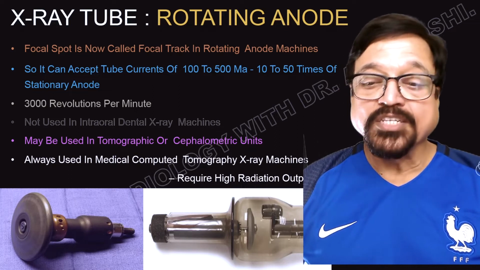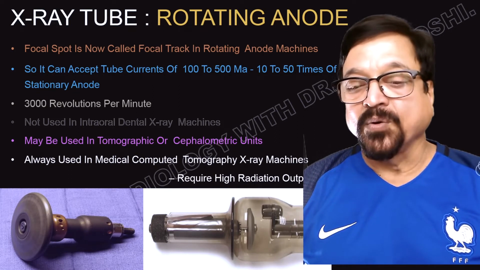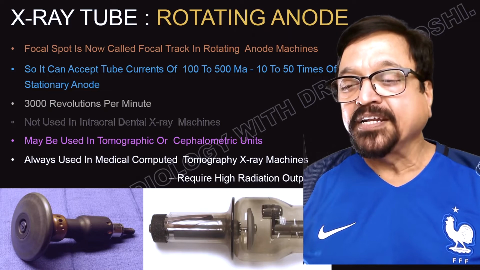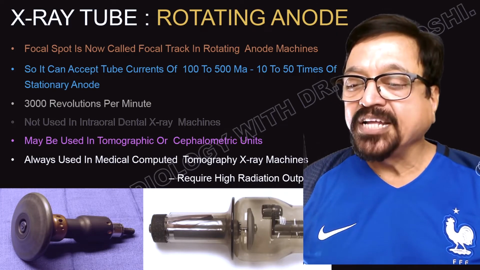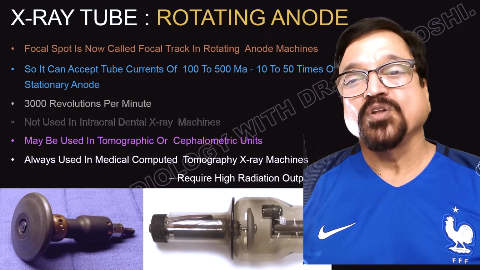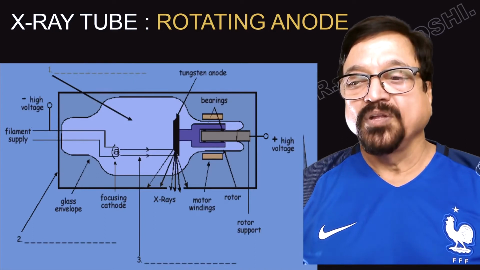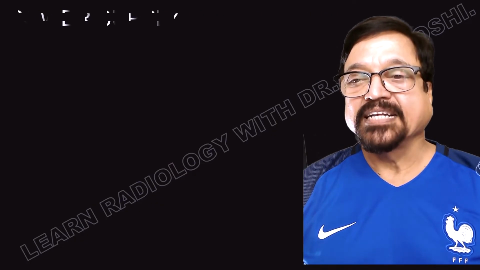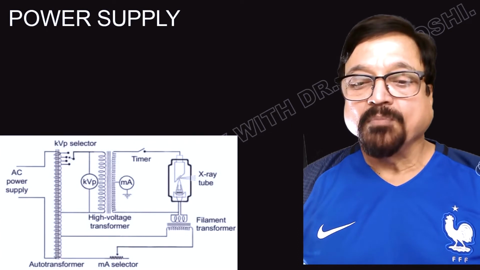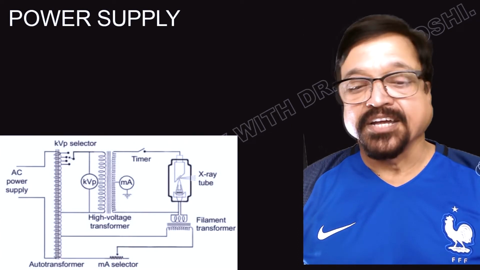But they are always used. Which one? Rotating anode. They are always used in medical computed tomography X-ray machines, required for high resolution of output. Now this is the tube, what we had discussed. Now power supply is by a generator.